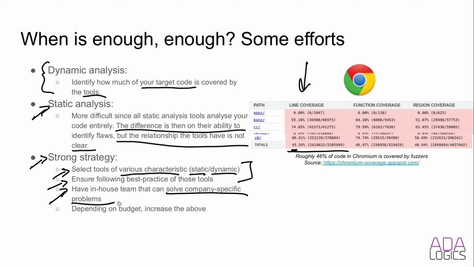So even though you have these often off-the-shelf tools that can analyze your code, they can produce much better results if you actually have experts that can use them in a way for optimal output, and that can be done with an in-house team. Finally, depending on your budget, simply increase the above. So if you have more budget, get more in-house experts. If you have more budget, buy more tools, and all this sort of stuff.